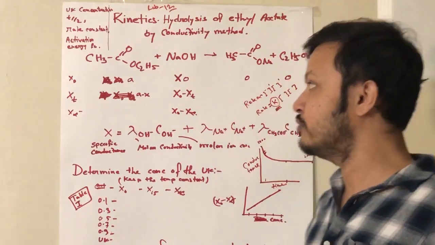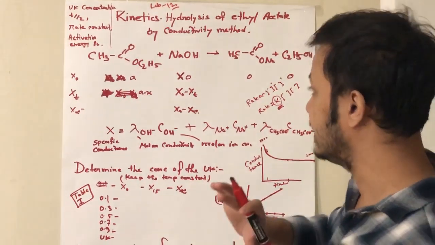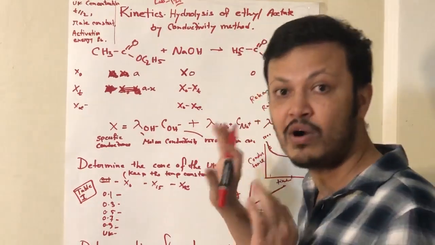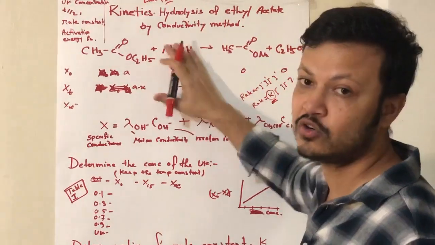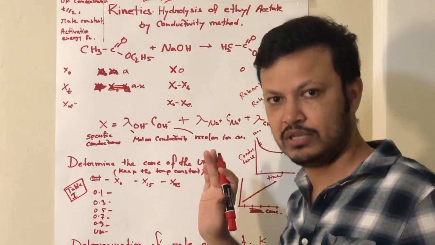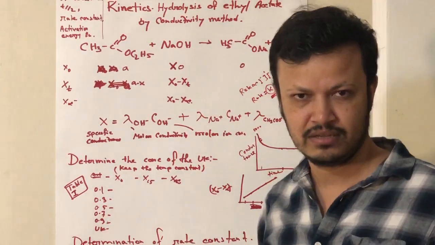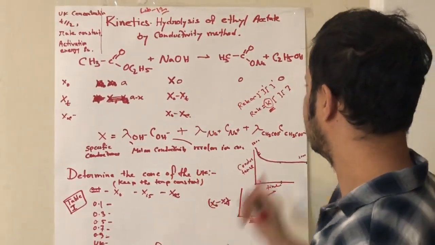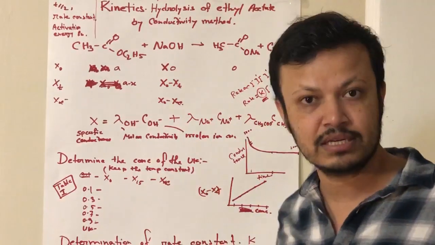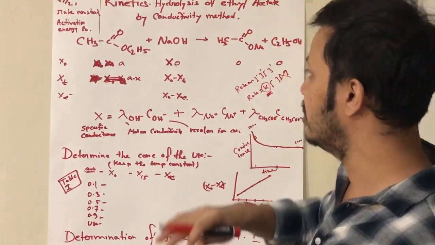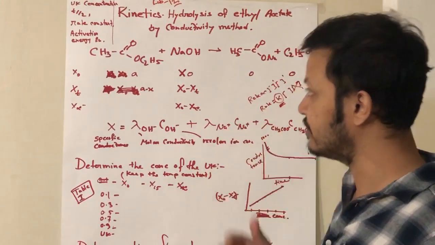How? We can convert it to a first order reaction if we give a very excess amount of one reactant. That means in our lab, we will add sodium hydroxide in very excess amount, so that the change of the concentration of this will be insignificant. If the change of the concentration of one is insignificant, then it will be a first order reaction. So we will convert the second order reaction to a first order reaction for this.